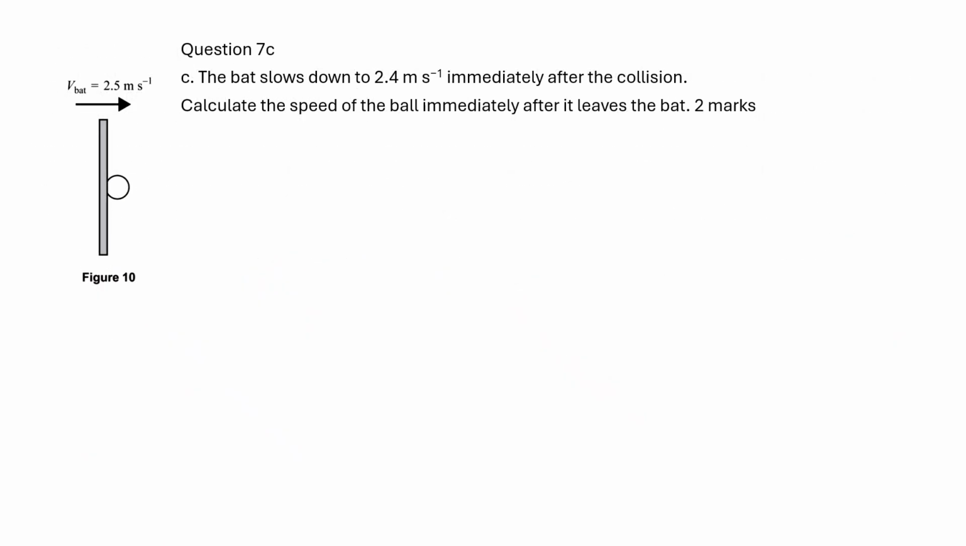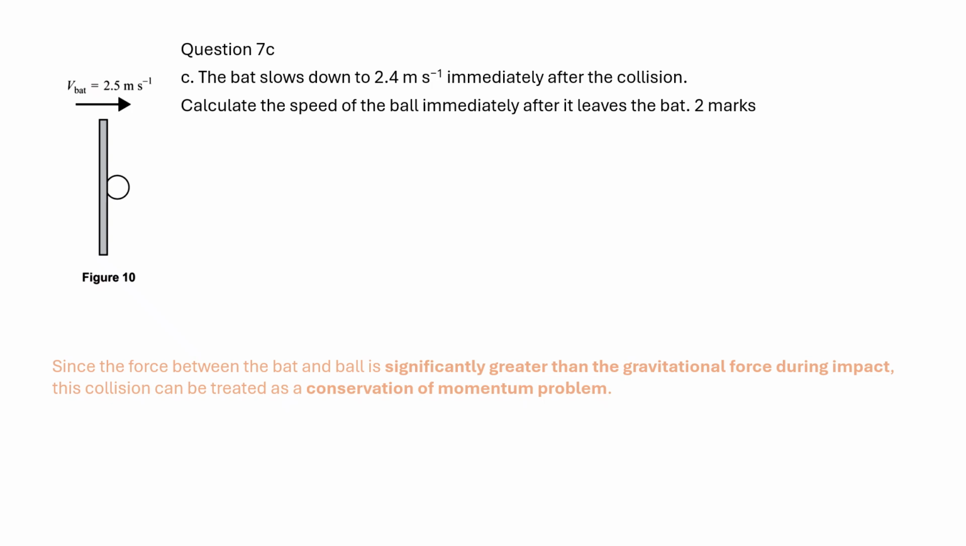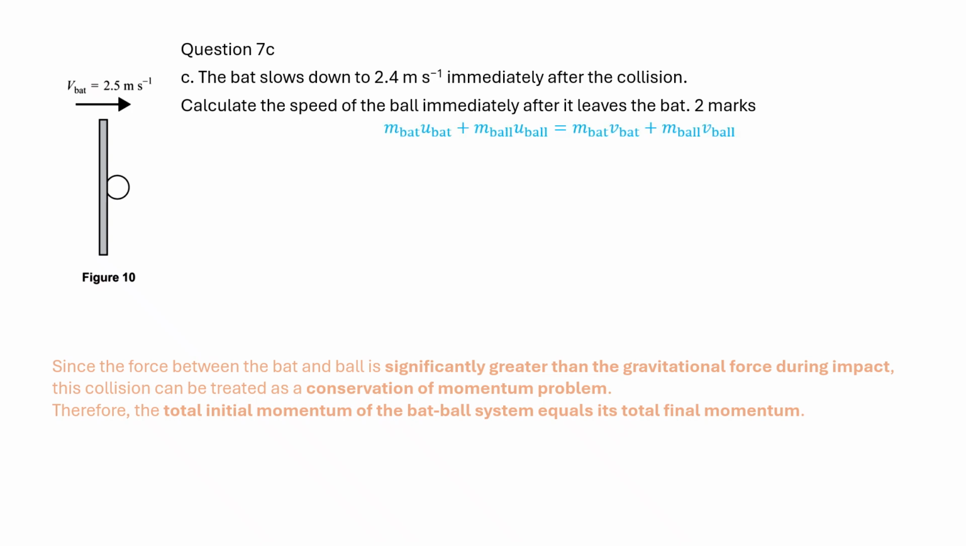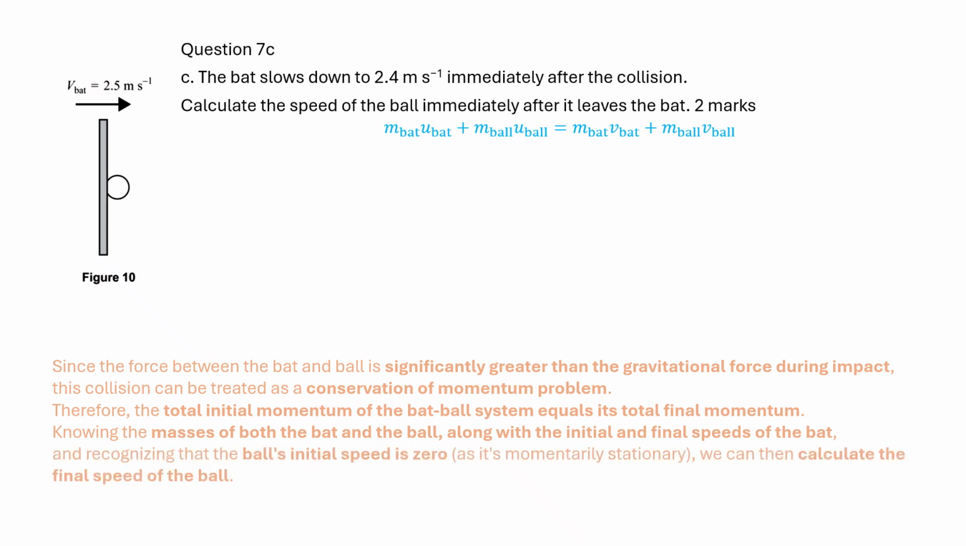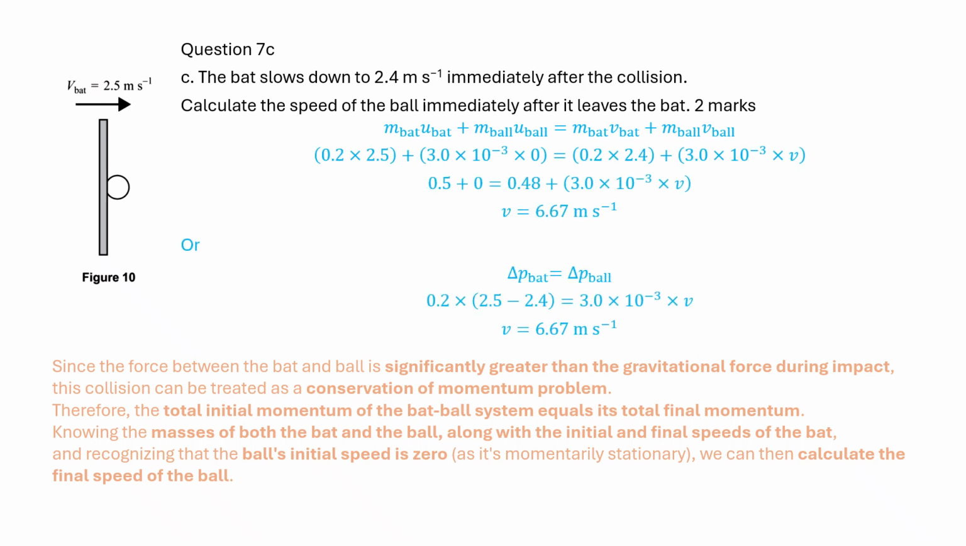Since the force between the bat and ball is significantly greater than the gravitational force during impact, this collision can be treated as a conservation of momentum problem. Therefore, the total initial momentum of the bat-ball system equals its total final momentum. Knowing the masses of both the bat and the ball, along with the initial and final speeds of the bat, and recognizing that the ball's initial speed is zero, as it's momentarily stationary, we can then calculate the final speed of the ball.